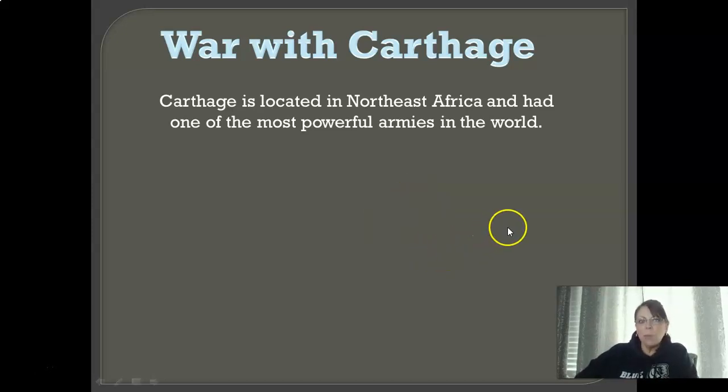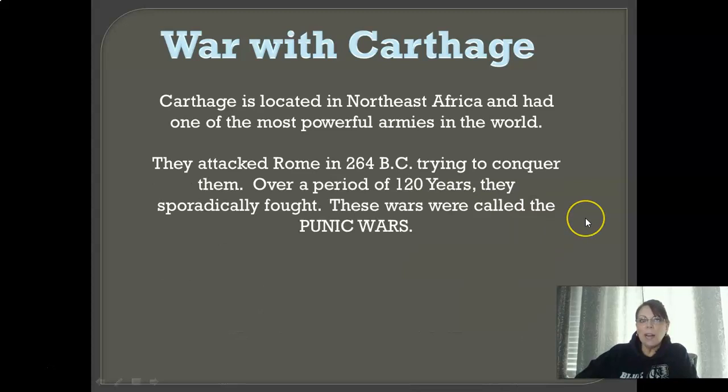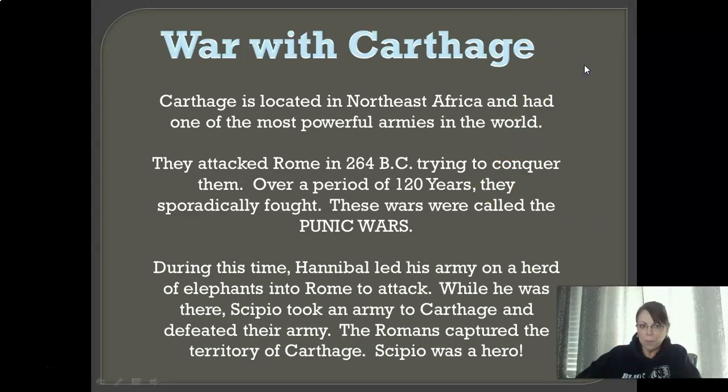And Carthage has one of the most powerful armies in the whole entire world. They come and attack Rome in 264 because they want to take this territory over and add it to their empire. These fights went on in waves. There were 8 waves of battles that went on for 120 years, which is ridiculous. All right, so these wars were called the Punic Wars.